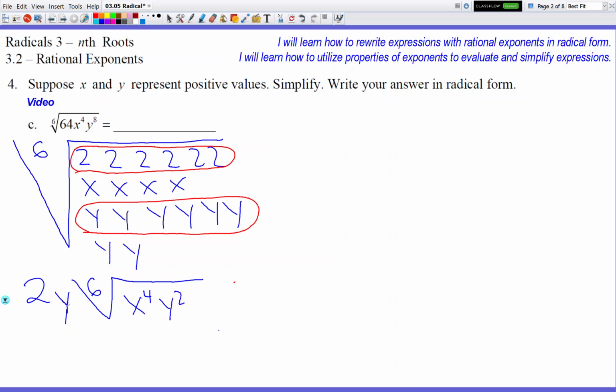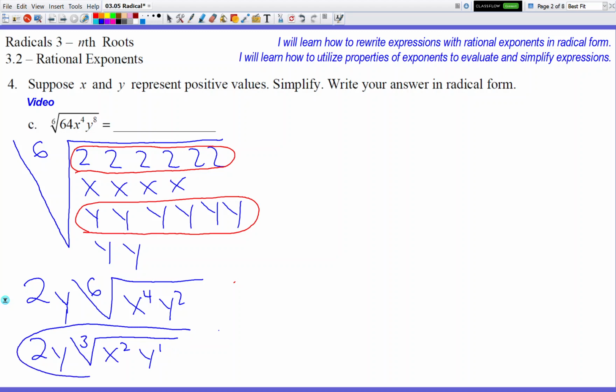Okay, so let's reduce my radical. So 6, 4, and 2. What can they all divide by? I think they can all divide by 2. So the 2y stays the same. And I'm going to divide all my numbers inside the radical by 2. So this is going to become a 3. The x is going to become a squared. And the y is going to become power of 1.